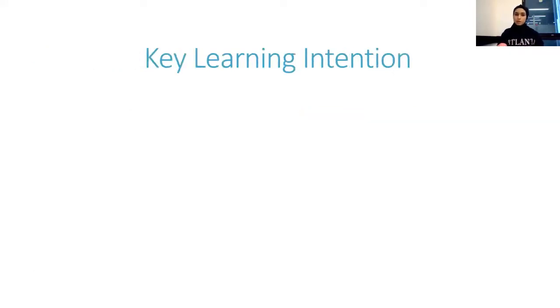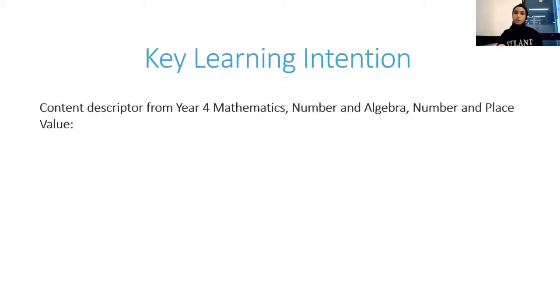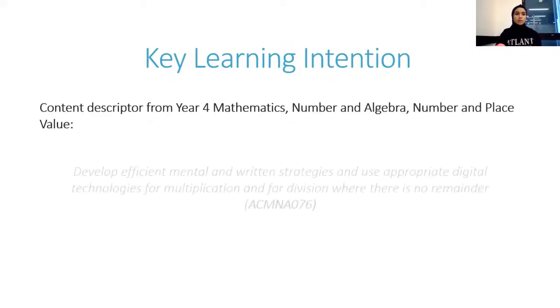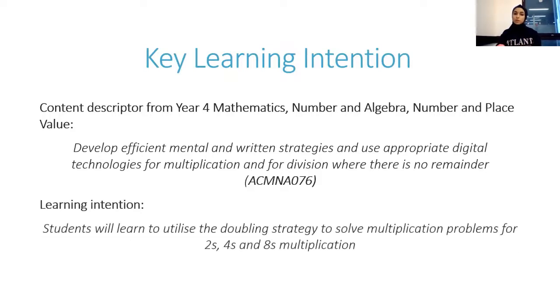So the key learning intention that I chose to focus on was part of the Year 4 maths curriculum in the number and algebra strand. The curriculum area was to be able to develop efficient mental and written strategies and use appropriate digital technologies for multiplication and division when there is no remainder. My key learning intention was for students to be able to utilize the doubling strategy to solve multiplication problems with 2s, 4s, and 8s multiplication.